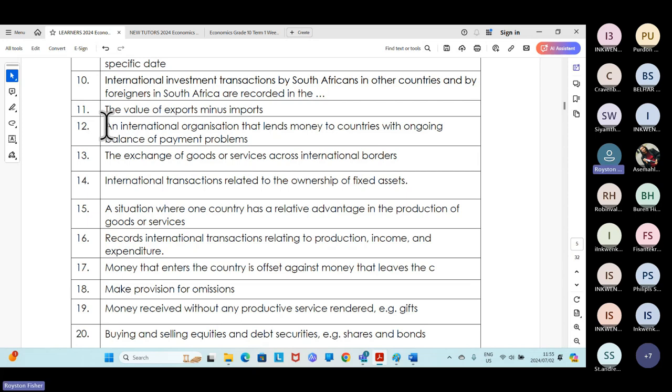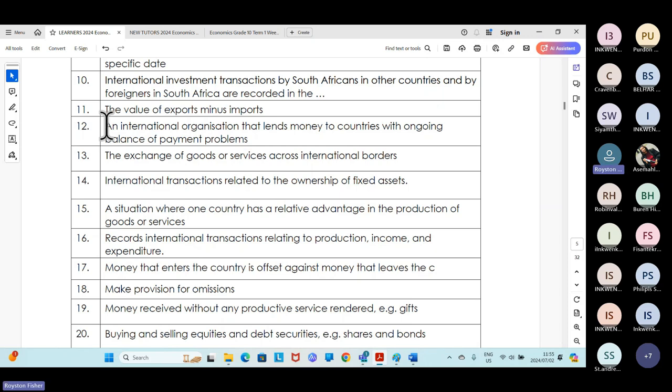Buren as well. IMF, but remember, when it comes to question 1.3, we're not allowed to write abbreviations, so we should rather write it out in full so that we do not get penalized at the end of the year or in trial exams in terms of the marking. So we, of course, want you to write it out in full.